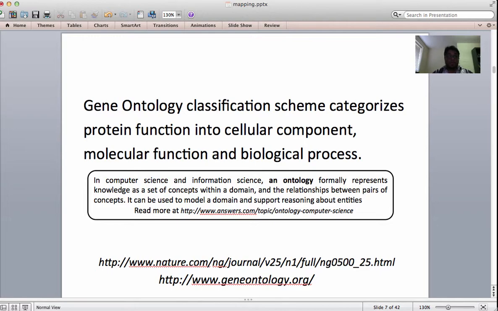This is what an ontology is, and the Gene Ontology is divided into cellular component, molecular function, and biological process. A protein is assigned all these ontological classes, and then they are used to functionally annotate the protein. You can visit geneontology.org to get the gene ontology terms, and you can type in the protein sequences or the names, and easily find the functional terms associated with the protein.